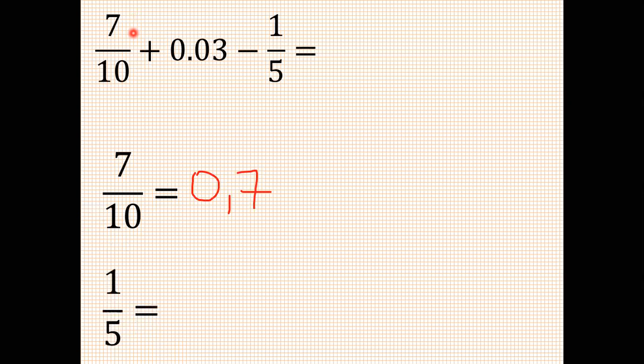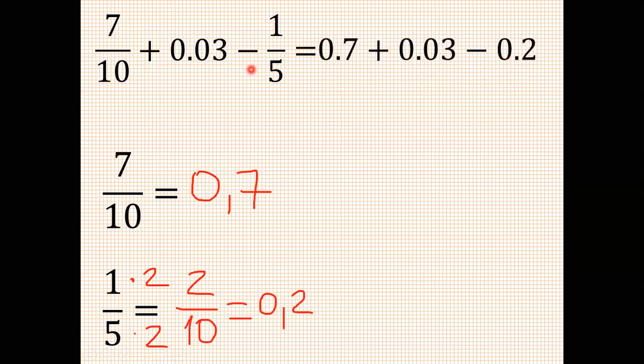Okay, and 1 over 5, how to convert it into a decimal? I'm going to enlarge this fraction by 2. It means I'm going to multiply both numerator and denominator by 2, and you are going to have 2 over 10, and this 2 over 10 will be in decimal form 0.2. Okay, and here I'm going to write 0.7 plus 0.03 minus 0.2.